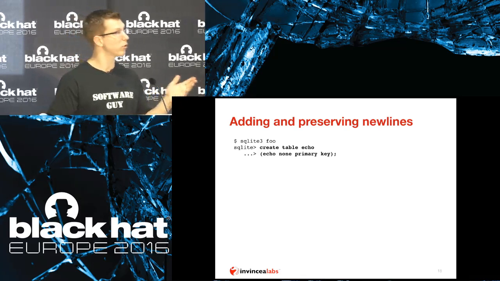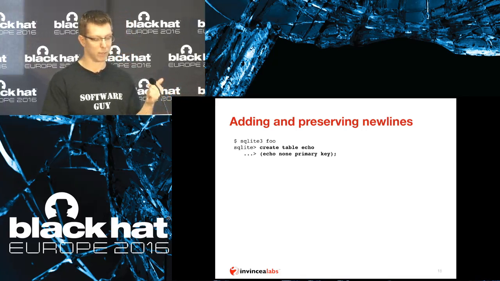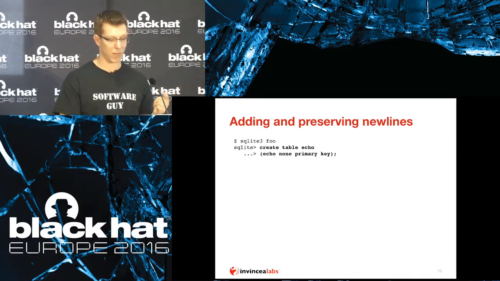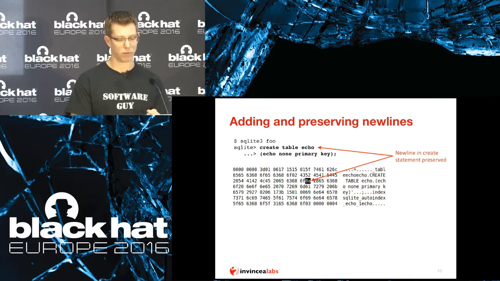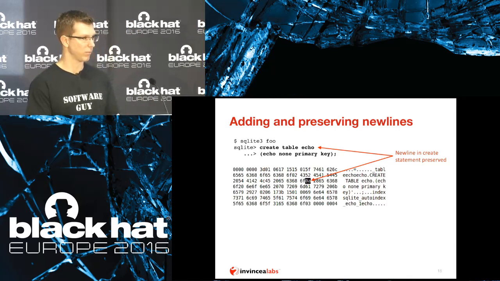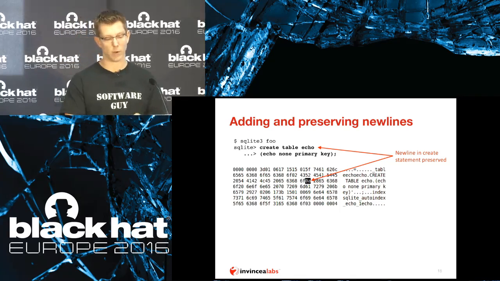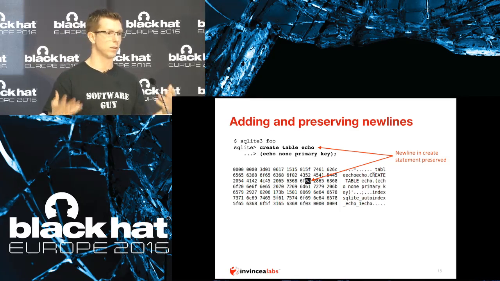What we have here is a simple CREATE TABLE statement. We're creating a table named Echo. It's got one column, named Echo. And you might be asking yourself, why did you put those things on separate lines? You can put that all in one line. The reason is that SQLite, when you run that create statement, actually preserves that new line character. In other databases, they would get rid of it and say it's an extraneous character, we can save space.